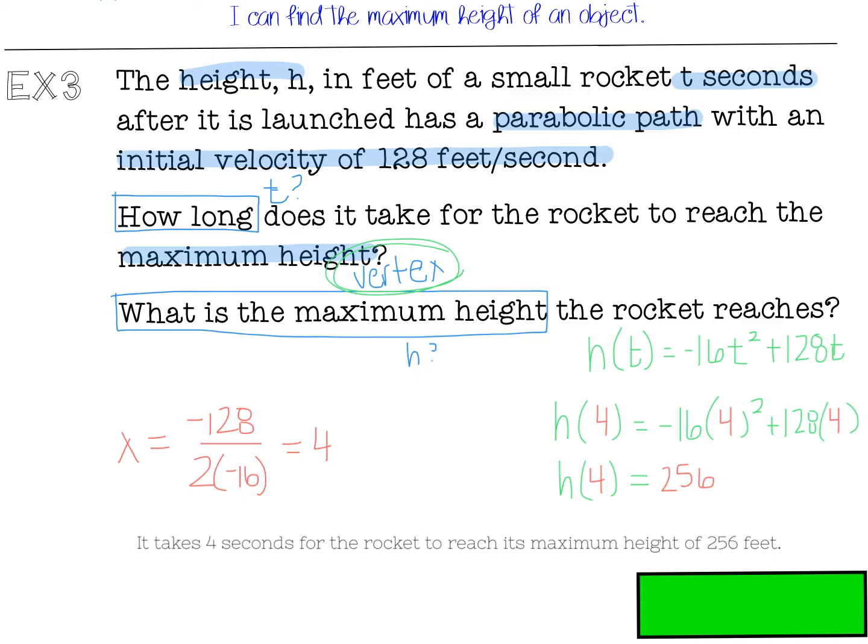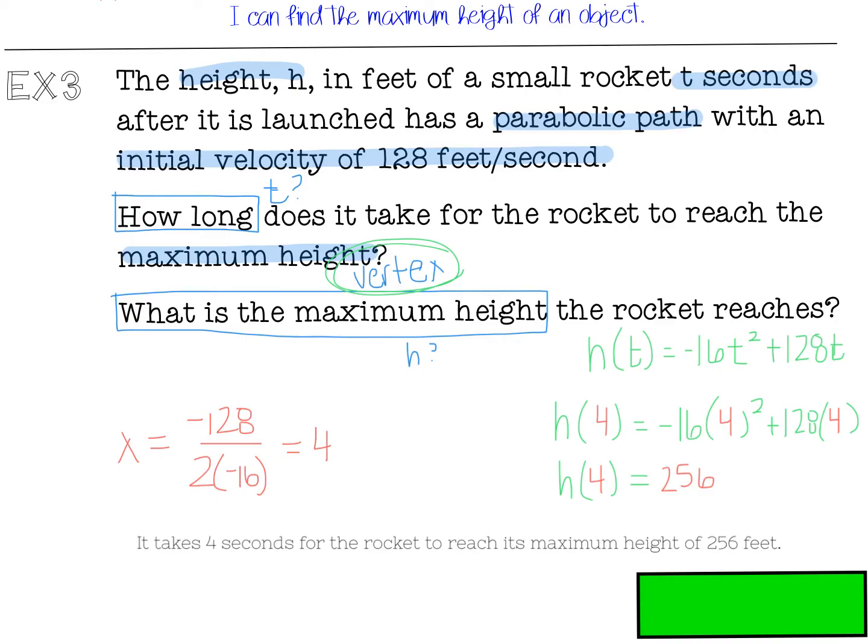All right, so hopefully you were able to recognize that this is the exact same scenario as the previous one, but just asking a different question. So all of the given information is the same. The first question is asking for how long, so we're looking for time, does it take for the rocket to reach its maximum height? So I know that the maximum height is also the vertex, and I know how to find the vertex if I know the equation. And then the second question is asking what is the maximum height.